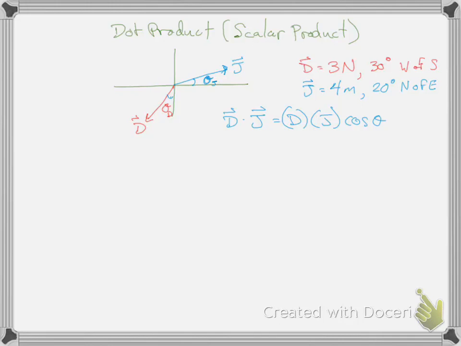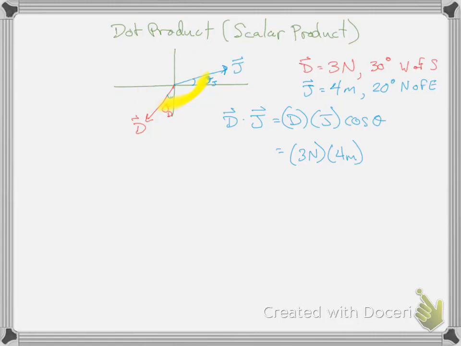That's the scalar product in general. In this case, it's the length of D, which is 3 newtons, times the length of J, which is 4 meters, times the cosine of the angle between them. And the question is what is the angle between D and J? The angle between D and J is this main angle here. That's the angle between the two vectors. If I ask for the angle between the two vectors, you might say, oh, is it that angle? No, it's always the smaller of the two possible angles. There are always two possible angles between two vectors, one greater than 180 degrees and one less than. We want the one less than.